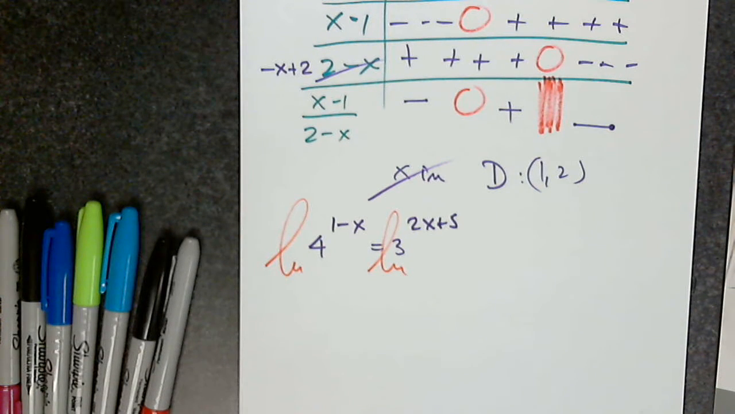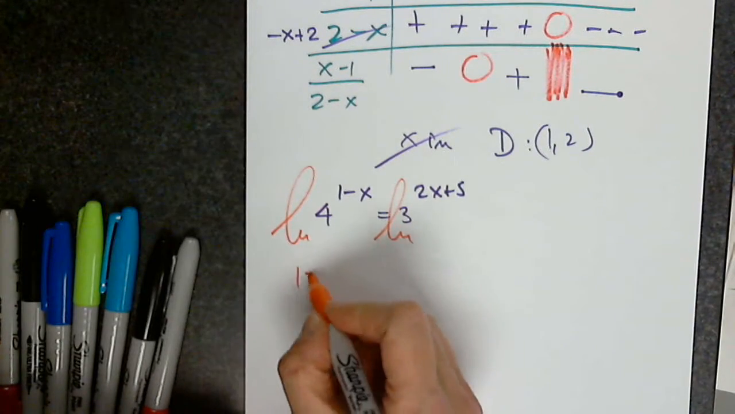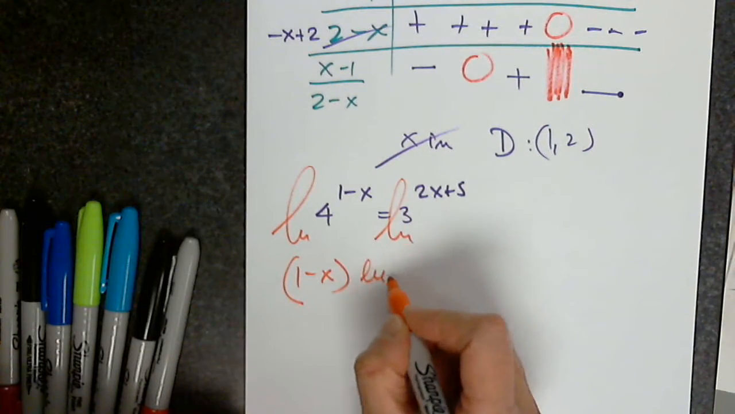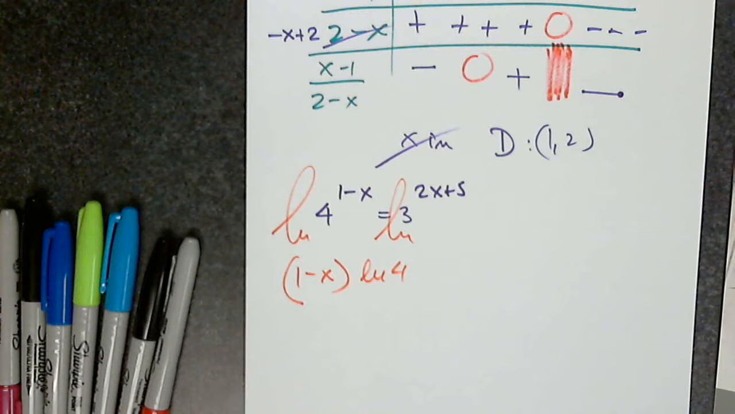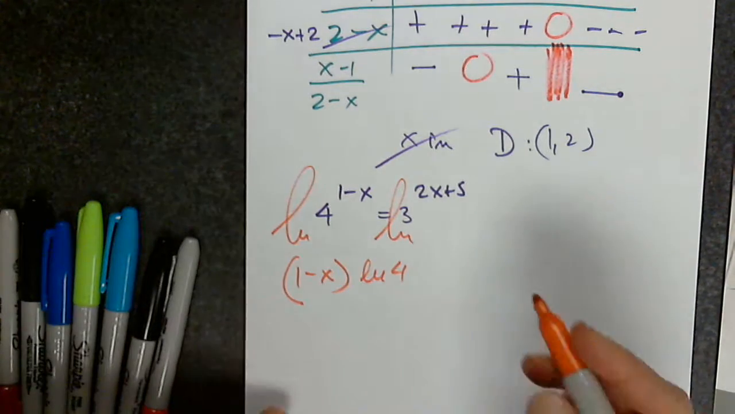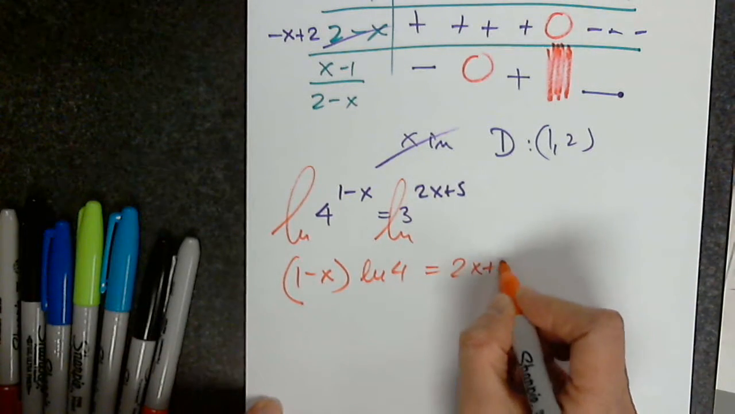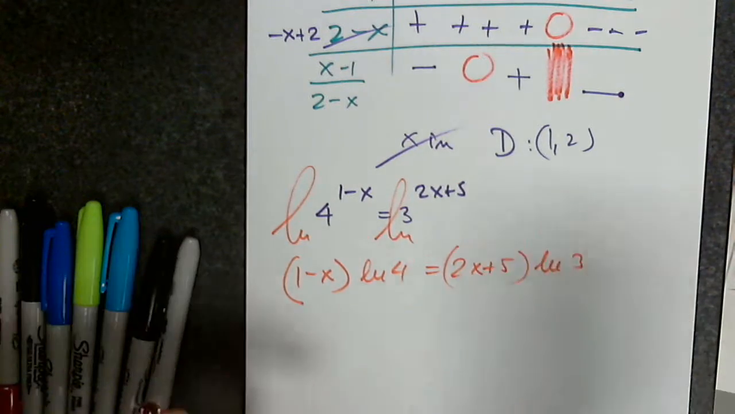Now, not even one of my precious students here put parentheses around that 1 minus x. Maybe Chris did. I'm not sure. So I need to write this. If I don't write this, I will not distribute. I will only have x times natural log 4, but not distribute to the 1. So this is 2x plus 5 times natural log 3.